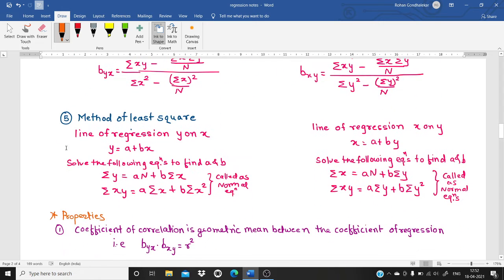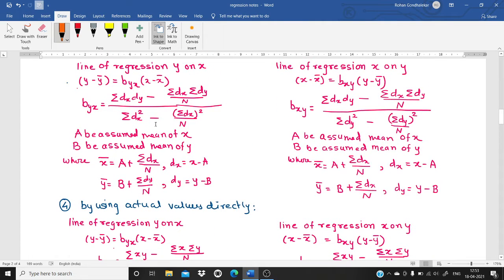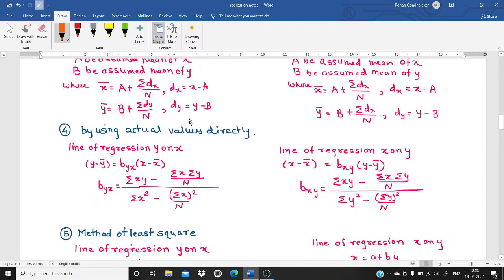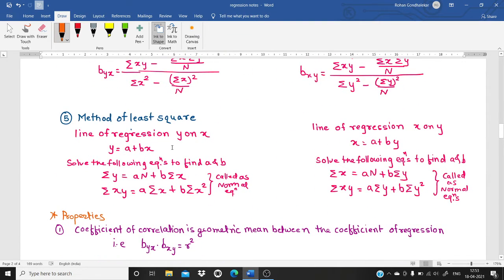Okay. The fifth point is a very important one, the method of least squares. I already mentioned this method of least squares. In the line of regression y on x, we directly start with the equation y is equal to a plus bx. In the line of regression x on y, we directly start with x is equal to a plus by. The purpose is to get a and b. In the above methods, we are interested in calculating byx or bxy, and then we find a and b. But here, in the method of least squares, we emphasize getting a and b at a time. So look at these two equations.